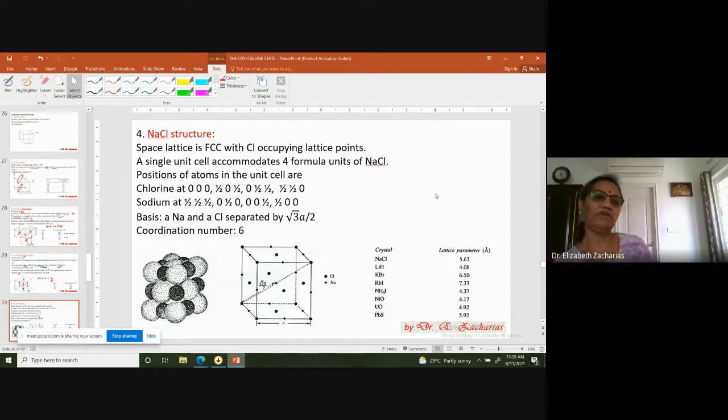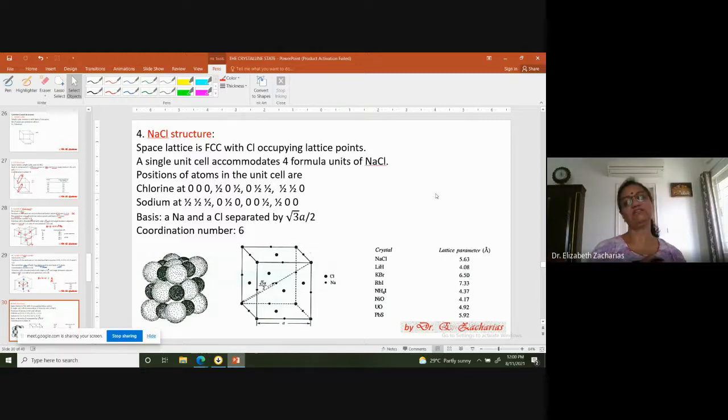Okay, now next we will go to another structure called the NaCl structure. NaCl, look at the examples. Other things that can form the NaCl structure are KBr, NiO, PbS, etc. So now you're finding that the basis is not going to be one single type of atom creating the structure. So how do you understand the structure?